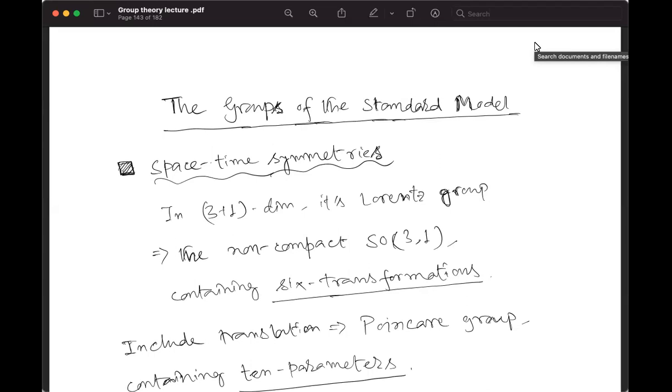So in the Standard Model, which is proposed by Glashow, Weinberg, and Salam, we will not talk about the field theoretic aspects, and that will be covered in the particular course. But I'll try to give an idea mostly from the symmetry point of view. Now, in the Standard Model, we have two different kinds of symmetries. One is the space-time symmetries, and another is the internal symmetry.